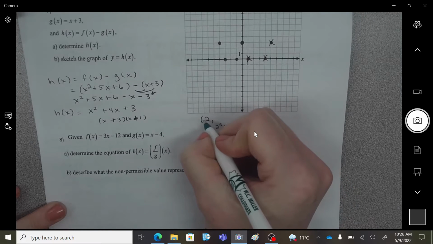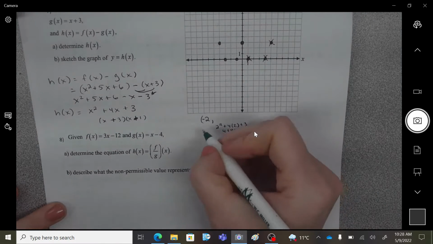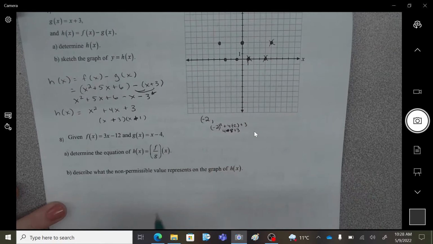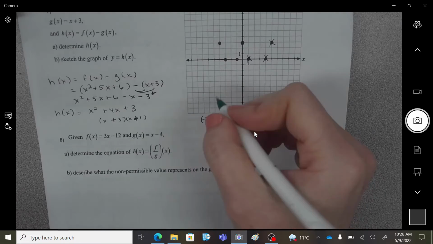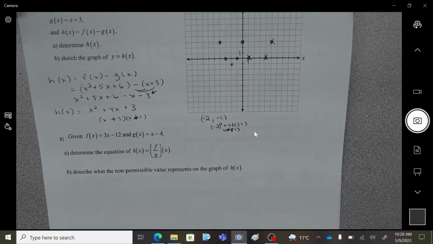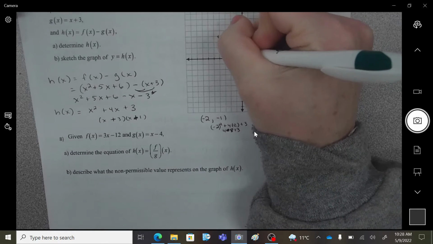Okay, now I would like to do a negative 2. That makes more sense to me. So 4 minus 8. There we go. So that makes a negative 1. There. And now I can see my parabola.